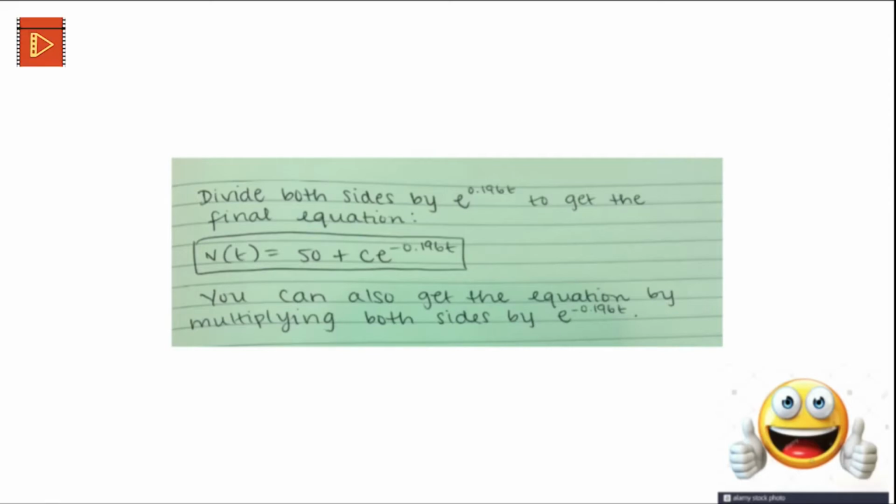So lastly, you can either divide both sides by the integrating factor, which is e to the power of 0.196t, to get the final equation, or you can multiply both sides by e to the power of negative 0.196t. So your solution for the velocity function is 50 plus c e to the power of negative 0.196t.